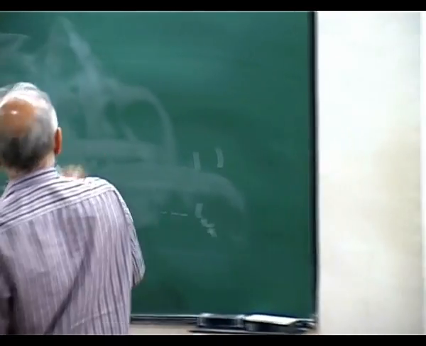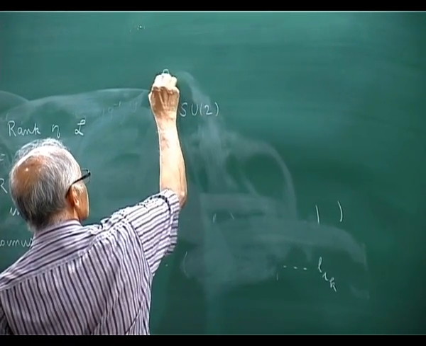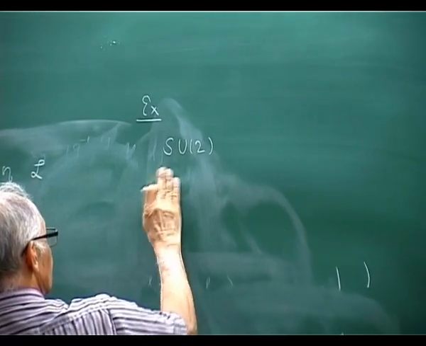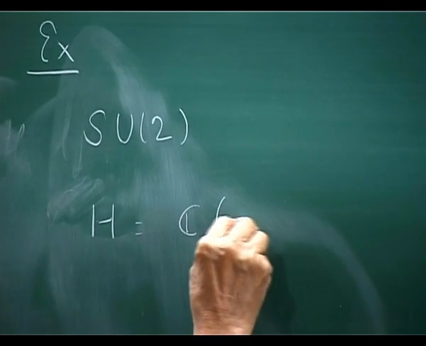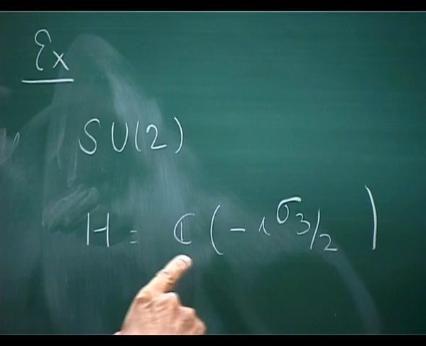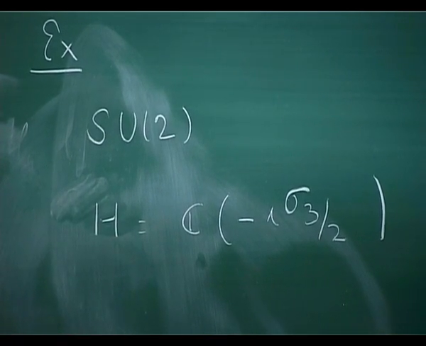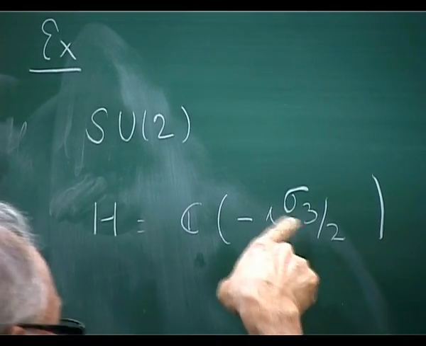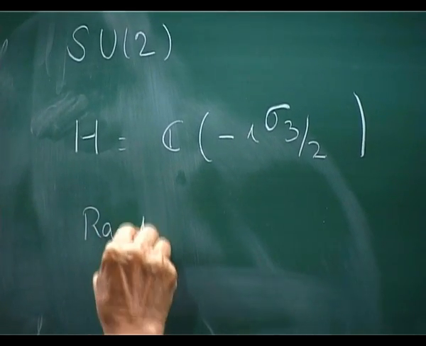So let me look at the SU2 example. Rank is, well, H is the span of minus i sigma 3 over 2. I mean that you take all complex multiples of this. Or it could be any other thing, any conjugation. So rank is 1.